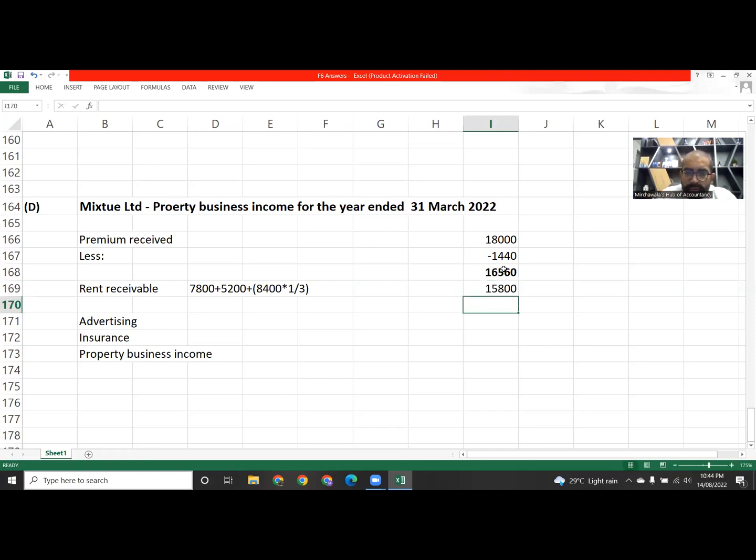15,800. Now, advertising was a fully allowed expense. Advertising, the complete 900, was an allowed expense, as it is a one-off expense. Advertising falls in your accounting period, so it should be taken as completely allowed.